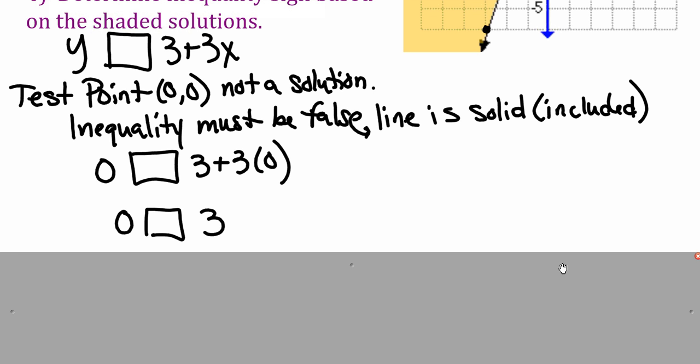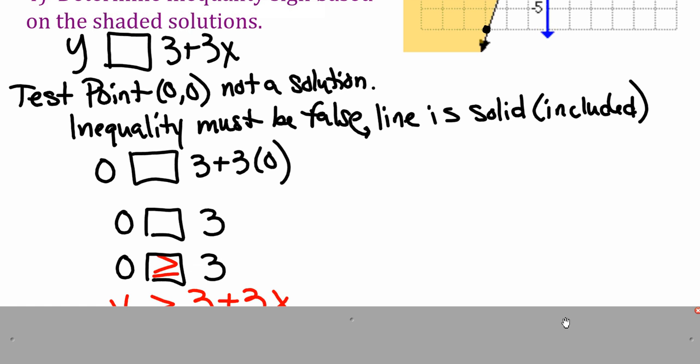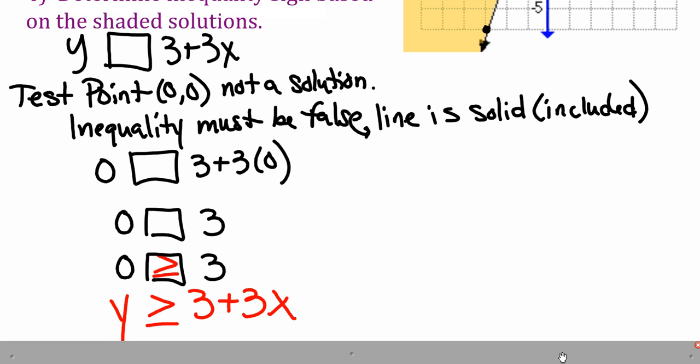Also, look at the boundary line. It's solid. So if it's solid, that means we have to have an equal to as part of our inequality symbol. So we're going to throw in the equal to here. So again, this would be our inequality. Y is greater than or equal to 3x plus 3, or maybe you wrote it as 3 plus 3x. It's the same thing.